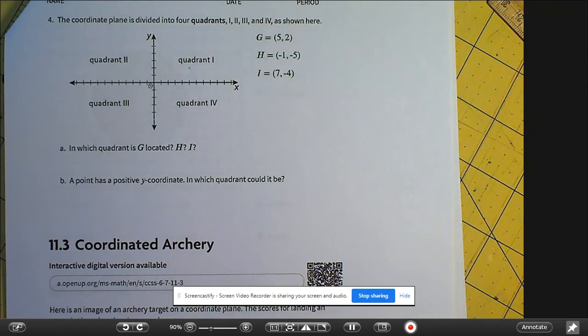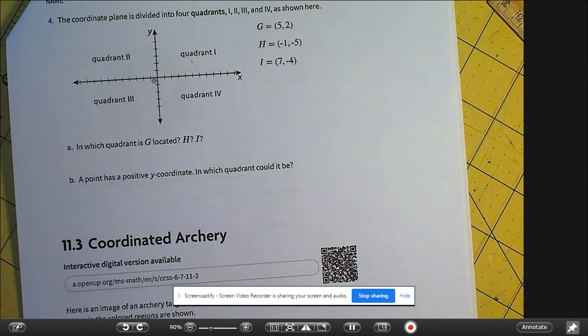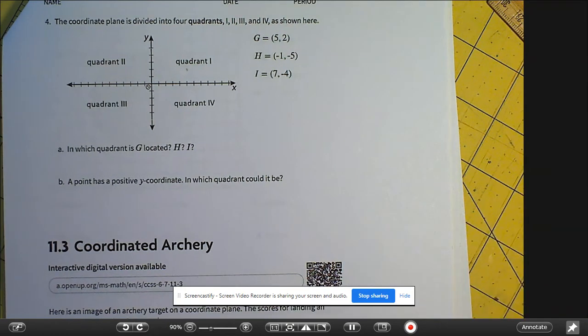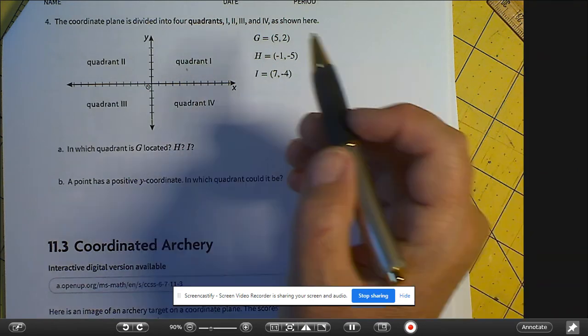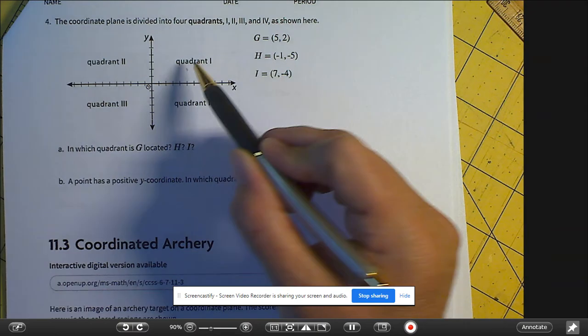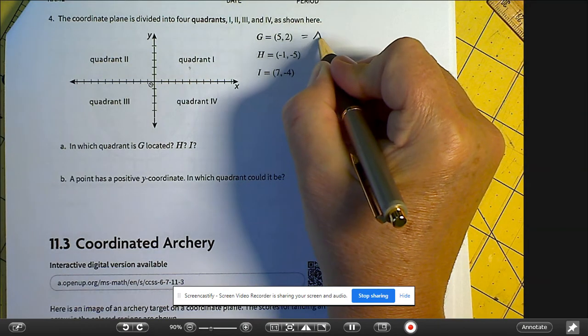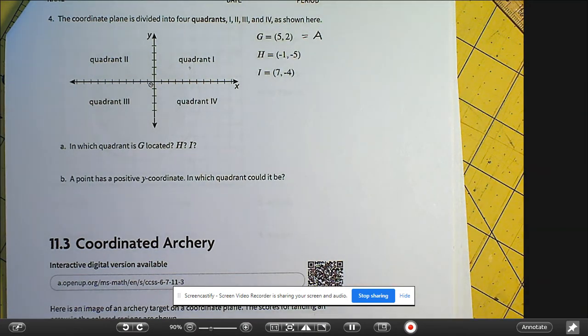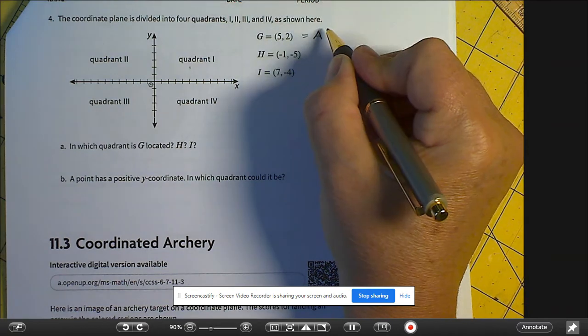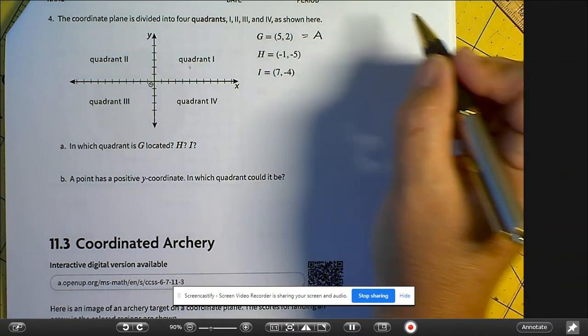The coordinate plane is divided into 4 quadrants, 1, 2, 3, and 4, as shown here. I already showed you that. In which quadrant is G located? So if you're doing positive and positive, this is going to be quadrant 1. Sorry, Roman numeral I.